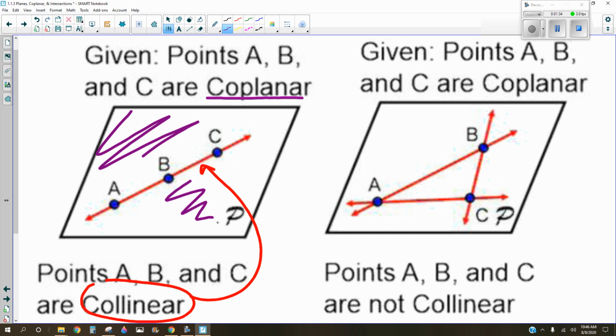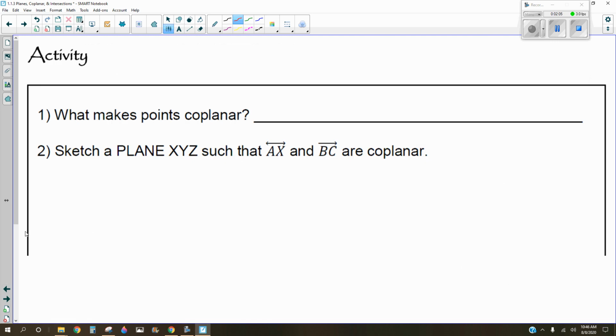Looking at the next example, here we have A, B, and C are coplanar. Yes, they share a flat surface. A, B, and C are all on the flat surface. But if we look at the next requirement, they are not collinear because we're going to see that A, B, and C do not fall on a single line. Okay? So we're just going to practice recognizing whether things fall on the same line and plane or not. So let's look at some examples.